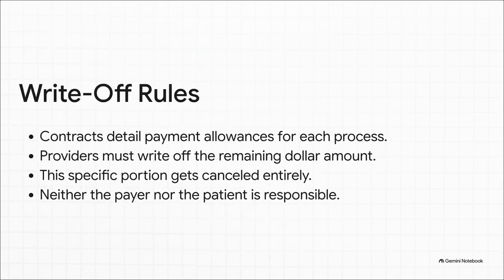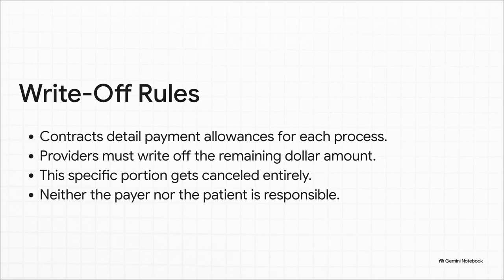Let's break down the absolute rules here using a simple if X, then Y instructional logic. If you enter into a managed care contract, then that contract stipulates specific allowable payment amounts for each procedure code. Because of that, you, as the provider, are legally and contractually obligated to write off the difference between your total billed charge and that contracted allowable rate. That written off amount is completely canceled. The absolute golden rule here, if there is literally only one thing you take away from this section, is that you absolutely cannot balance bill the patient for these canceled portions.